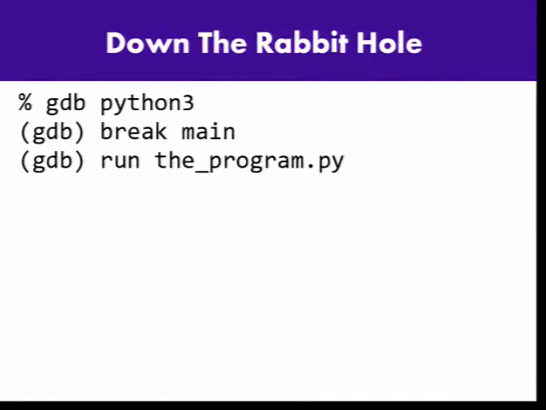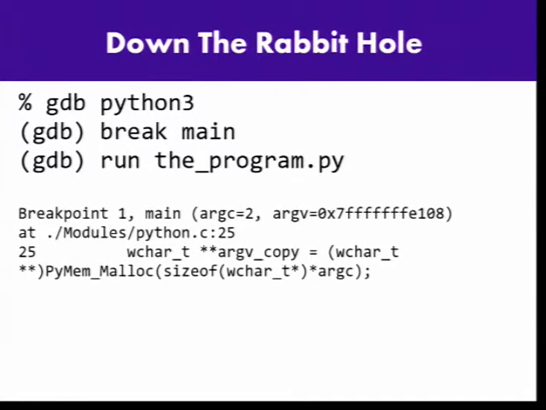From the command line, I run GDB on Python 3. I set a breakpoint on main, and I run with that program that I just showed you as the command line argument, and we hit the breakpoint almost right away in module/python.c. That's where main is defined. The first line is this argv copy.